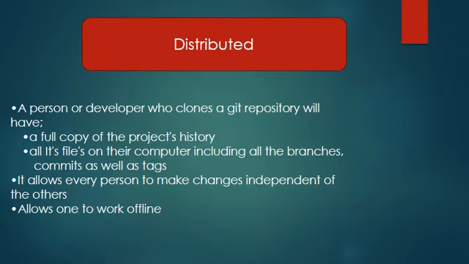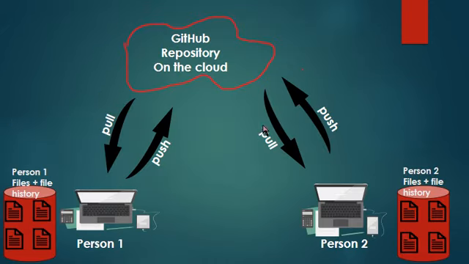Now, what is distributed? What does that part of the definition mean? Well, a person or developer who clones a Git repository is going to have a full copy of the project's history and its files on their computer, including all the branches, commits, as well as tags. It allows every person to make changes independent of the others, and it also allows one to work offline. Here is an example. Imagine that you have a GitHub repository on the cloud. Then you also have person 1 who is currently working on a project. Let's say maybe he's writing a book or he's writing source code for a program.